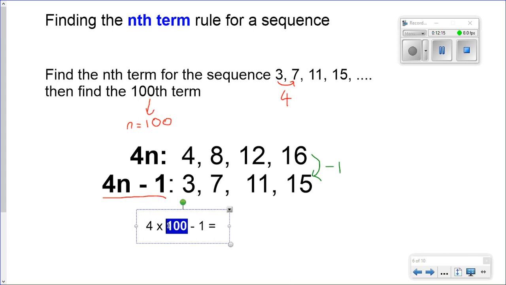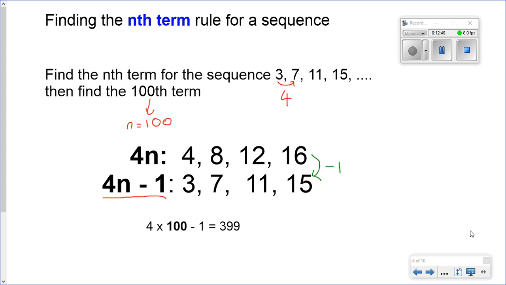So 100 is the number that replaced n. That gives us the value 399. What does that mean? That means that our sequence 3, 7, 11, 15 going up in fours keeps on going up in fours. Eventually we'll get to the number 399, which is in the 100th position. And that is exactly why nth terms are super useful, because they can give us a term in any position that we want.